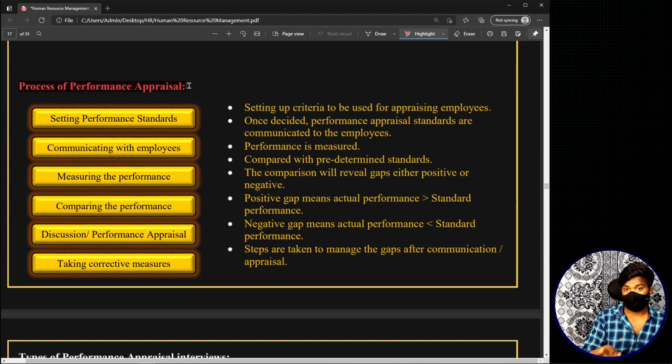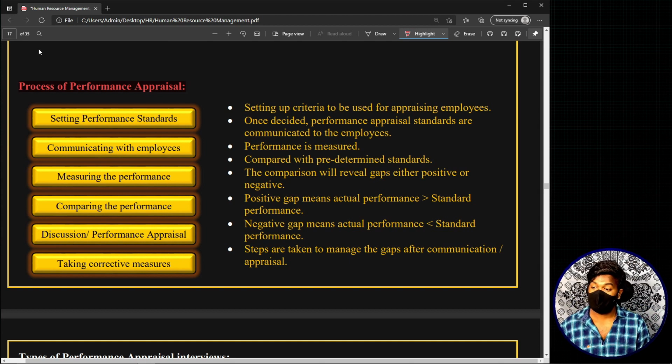Now let's get into the process of performance appraisal and see the different steps involved. These are the basic steps involved in the process of performance appraisal. That means in the process of giving performance appraisal, you follow all these steps. The first step is setting performance standards. I already told you there are many steps which go in sync with the process of performance management, because this is a part of the performance management process. That is where the performance appraisal process starts.